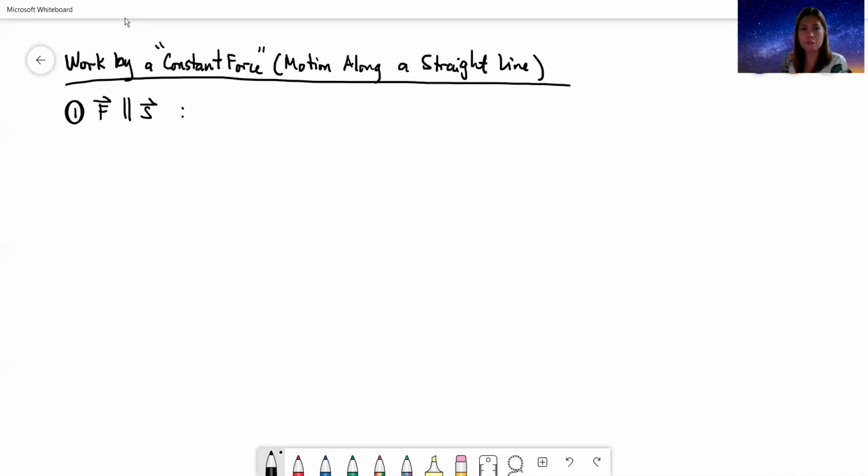Pwedeng weight, pwedeng friction, normal force, tension, etc. Let's just take it in generic muna. And then you have the parallel symbol. So S here is our generic symbol for displacement.